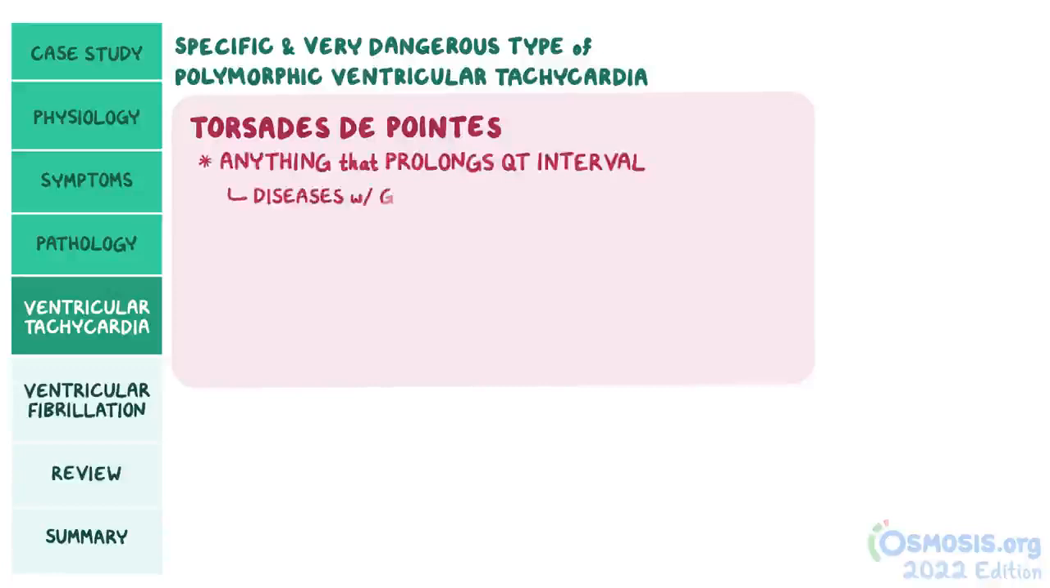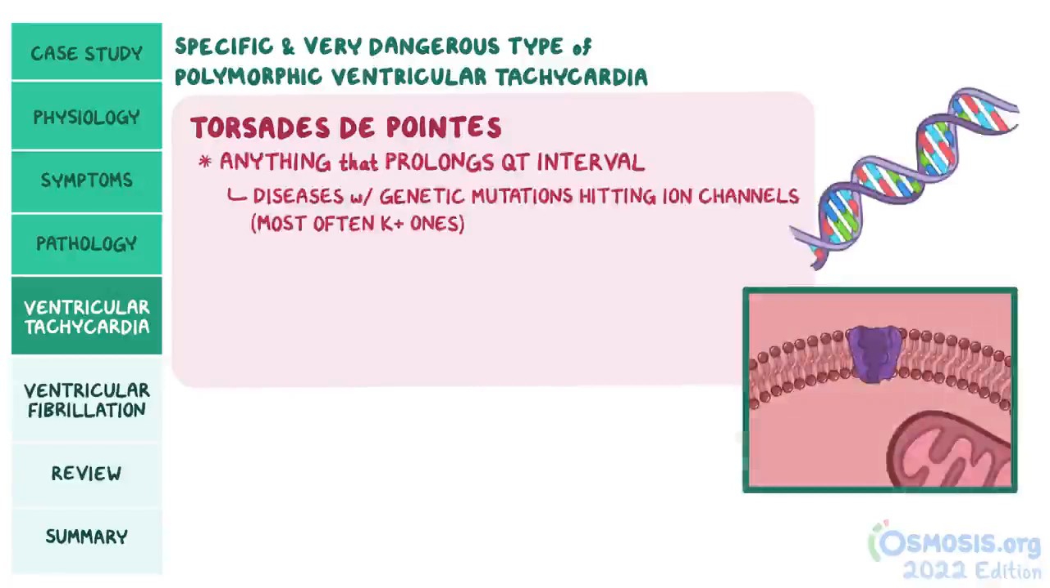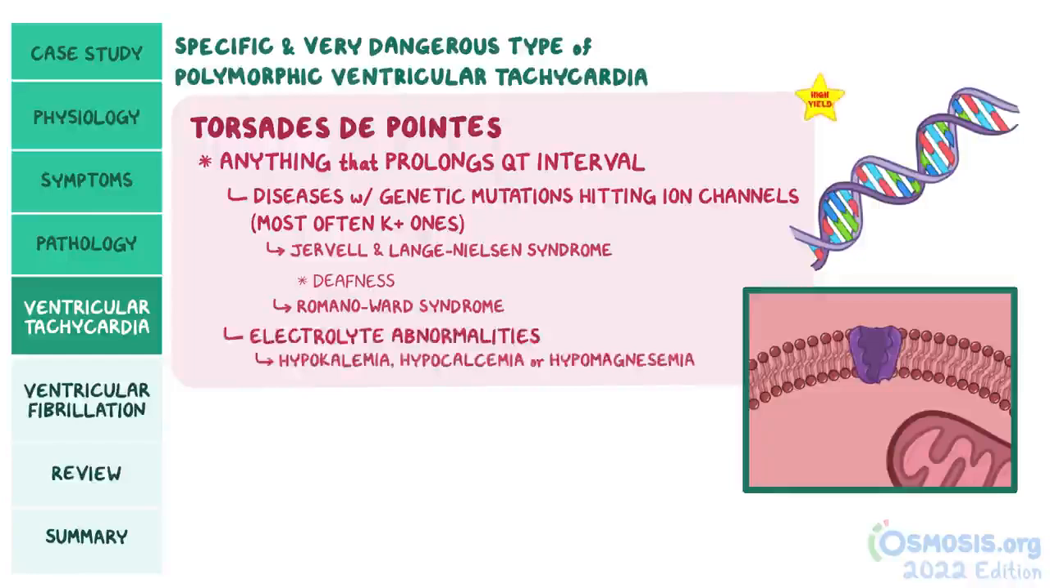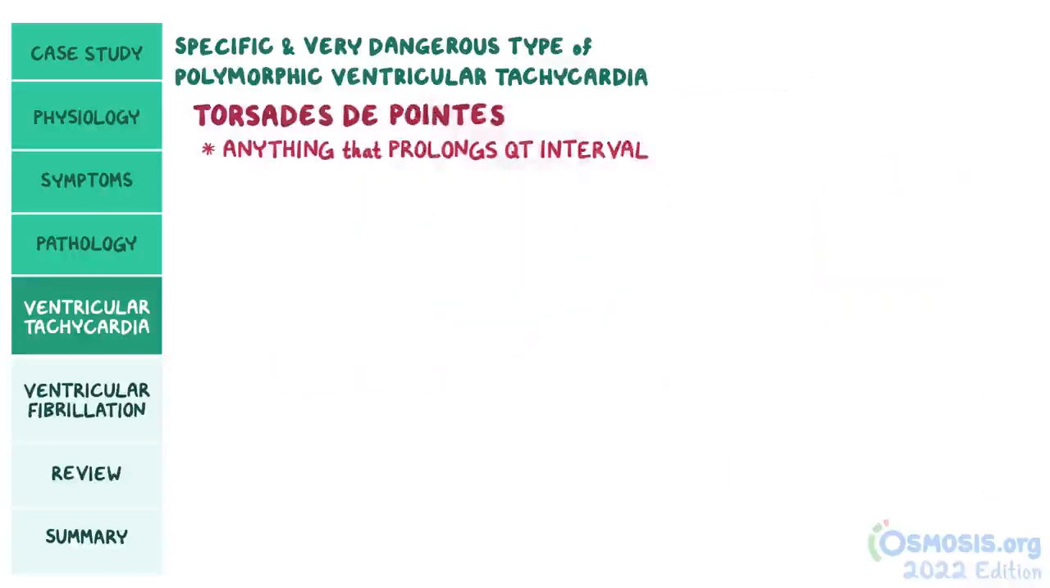This includes diseases with genetic mutations hitting ion channels, most often potassium ones. Examples of these diseases include Jervell and Lang-Nielsen syndrome, which also causes deafness, and Romano-Ward syndrome, which is not associated with deafness. A prolonged QT interval can also be due to electrolyte abnormalities, and especially hypokalemia, hypocalcemia, or hypomagnesemia. On your exams, look for clinical scenarios that may cause these electrolyte abnormalities, such as someone with diarrhea who loses tons of potassium in their stool and subsequently develops an arrhythmia.